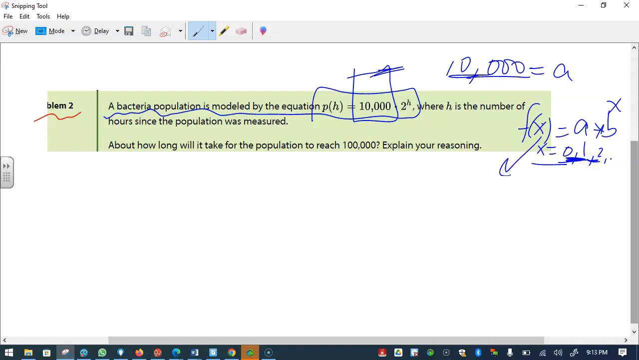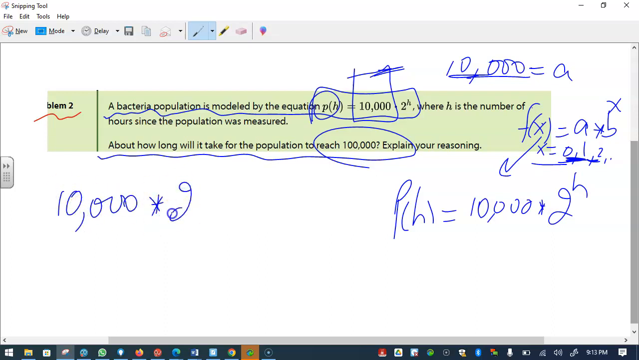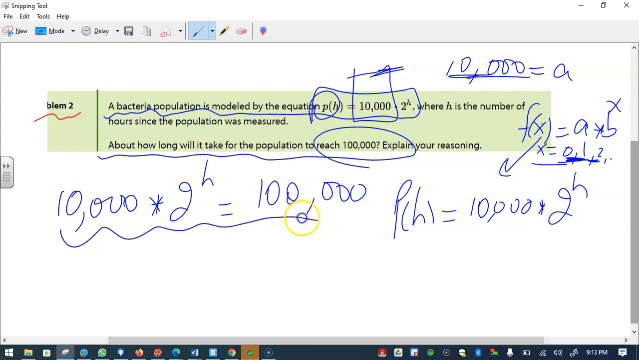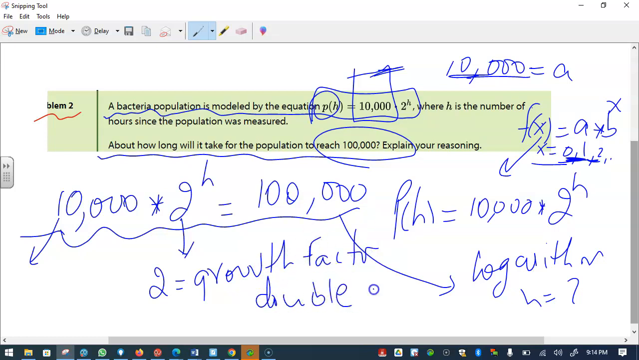So now this affects population. Instead of F, it was P, and hours is how many hours have passed since you counted the bacteria population. So it was 10,000 and you raised to H. What is the question here? How long will it take, so when is 10,000 times 2 raised to H equal to 100,000? Now remember, we are going to dive into logarithms where it becomes so easy to figure out the H. But right now, we are doing it without logarithms. What does this number 2 represent? It is the growth factor. That means it doubles, right? So it doubles.